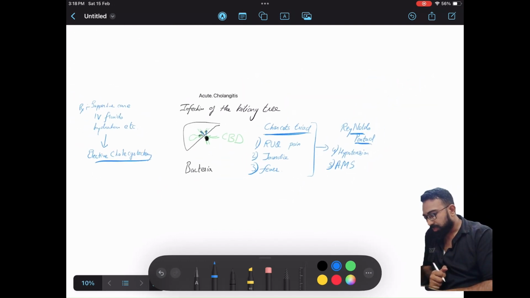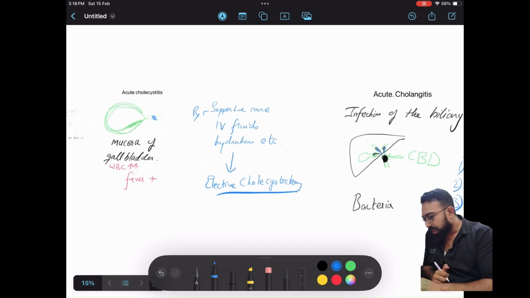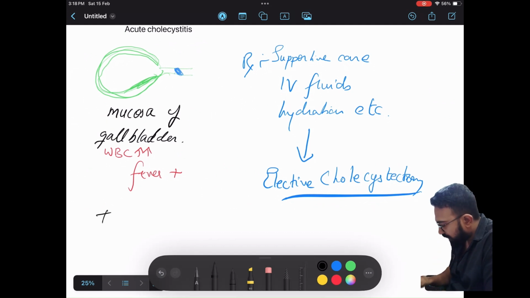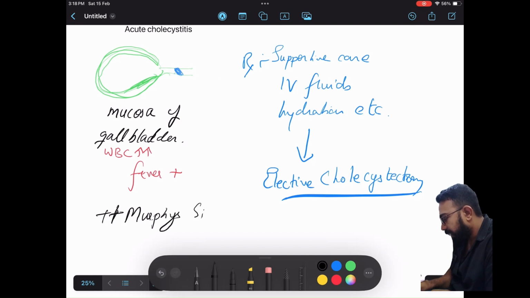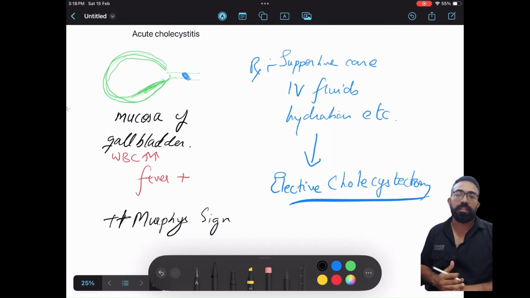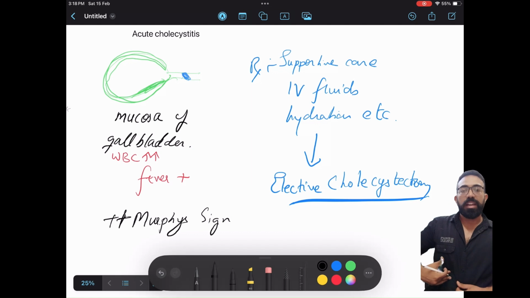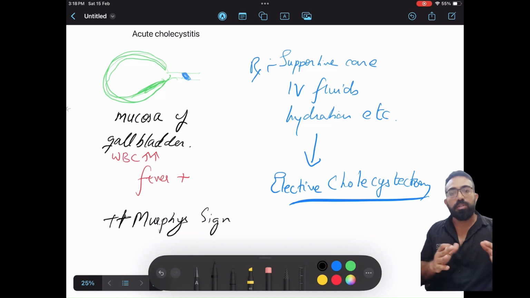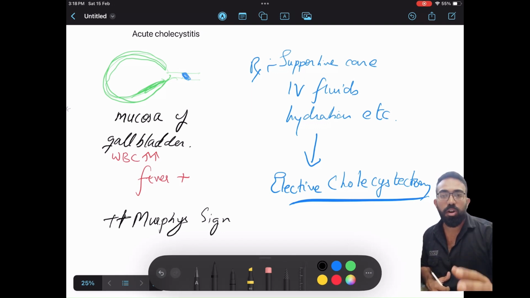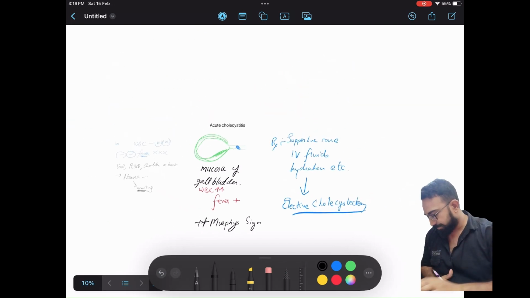Now, coming to one thing which I forgot while teaching acute cholecystitis: in acute cholecystitis there will be something called a positive Murphy's sign. What is positive Murphy's sign? Whenever you press along the right mid-clavicular line below the costal margin, the patient displays pain while pressing over here. This is called positive Murphy's sign. It is a sign of acute cholecystitis, a sign of inflammation of the gallbladder.